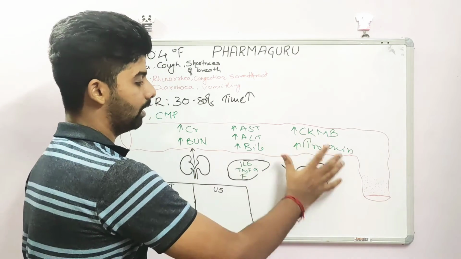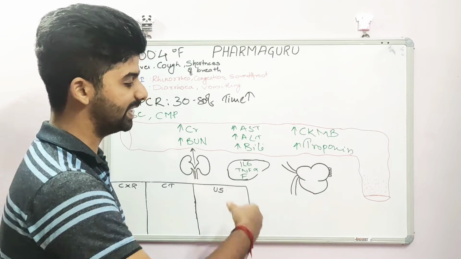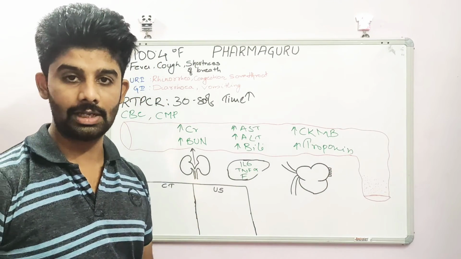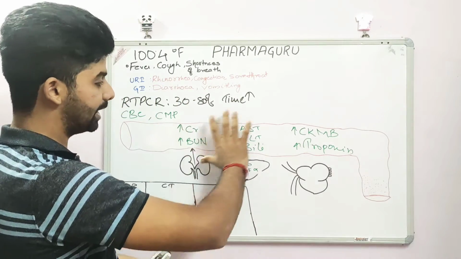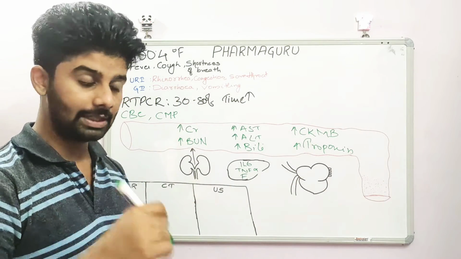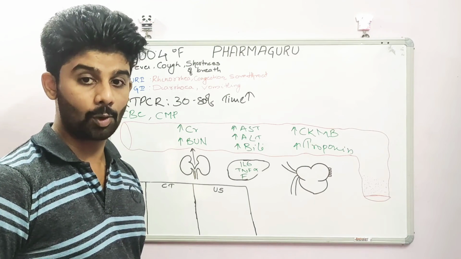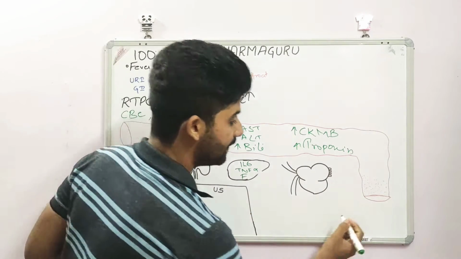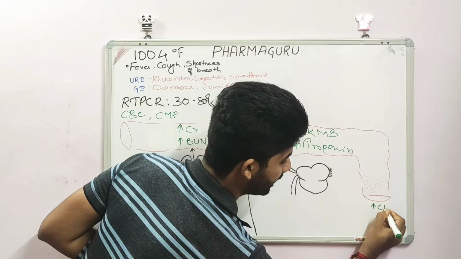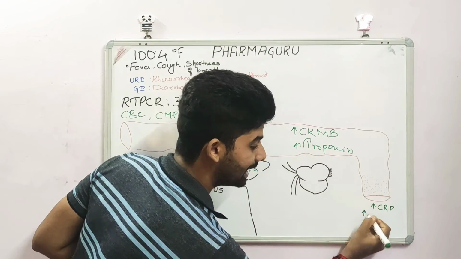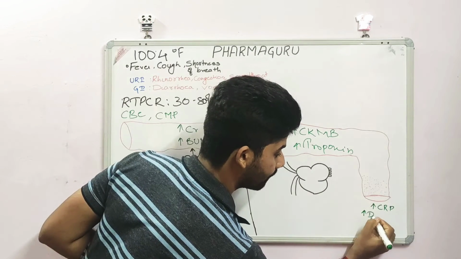So whenever the heart is facing any kind of issues, any damage, reduced perfusion of blood, there will be elevated troponin levels. So we have taken all these parameters. Along with that, certain inflammatory parameters will also be elevated in case of the COVID-19 patient, such as there will be increased C-reactive protein, and increased D-dimer level.